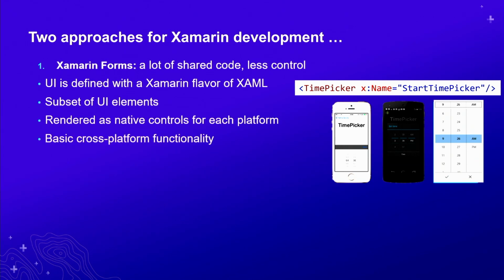Now, the cons here are that you only have a subset of UI elements. They are rendered as native controls on each platform, but that can make it a little bit harder to predict what your app is going to look like. As you can see here, the date picker control looks totally different on iOS, Android, and UWP, which means you do have to test your UI on each of these platforms, and you may have to do some tweaks for each to make it look exactly as you want it. Xamarin Forms is really great if you're trying to make, as the name implies, any sort of business forms, data entry apps, especially if you don't care what the UI looks like to a pixel perfect degree. Xamarin Forms is going to get you to a working app a lot faster than native Xamarin will.